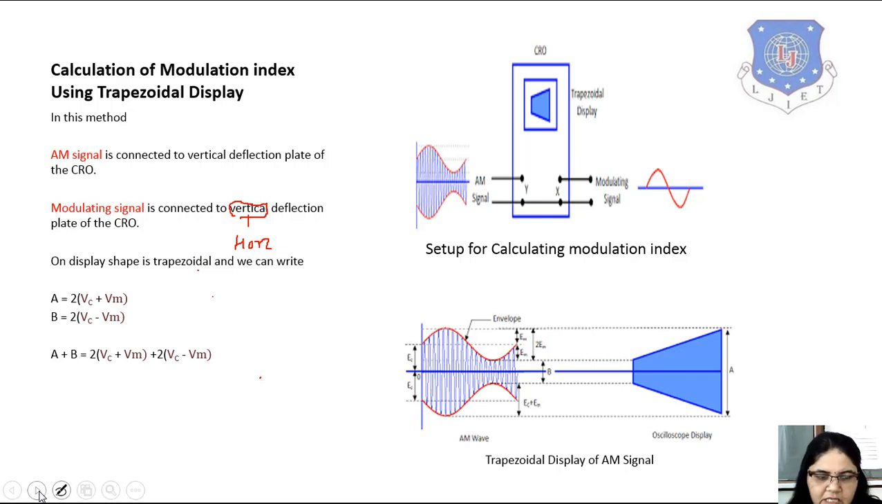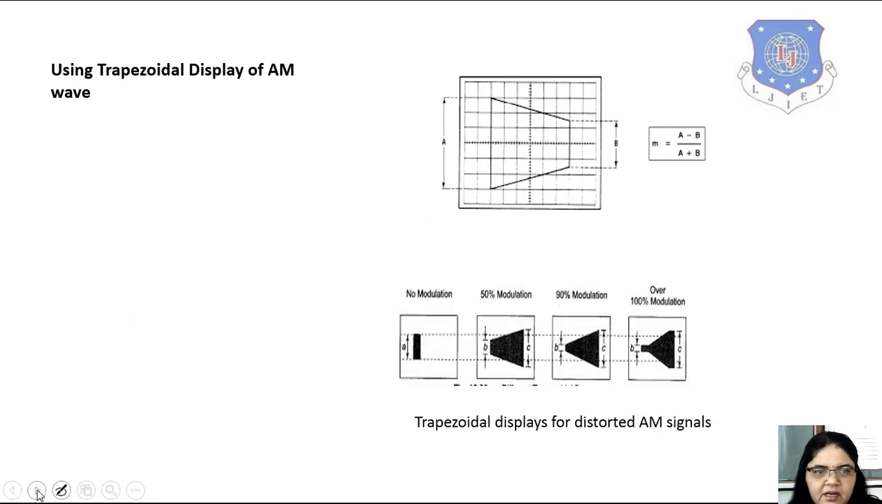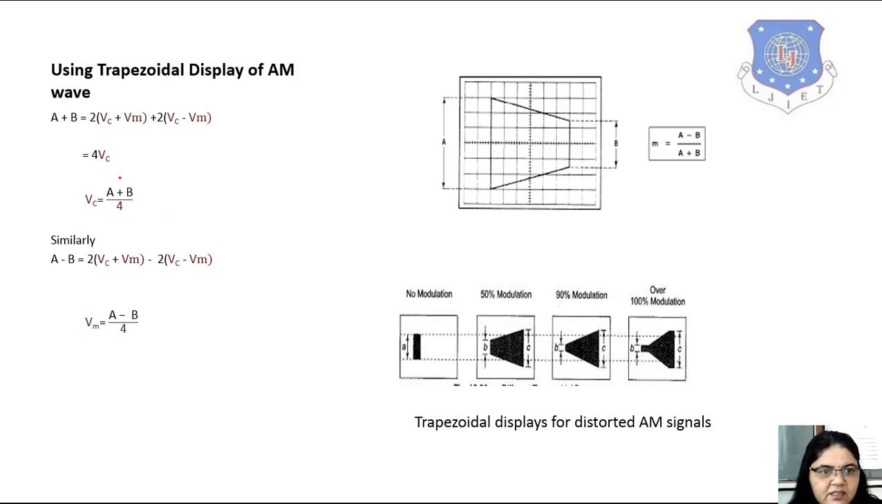So A plus B is equal to twice VC plus VM plus twice VC minus VM, which is equal to 4 VC. Similarly, we can also find the equation for A minus B. Therefore, A minus B is equal to twice VC plus VM minus twice VC minus VM. So we can say that VC is equal to A plus B upon 4 and VM is equal to A minus B upon 4.